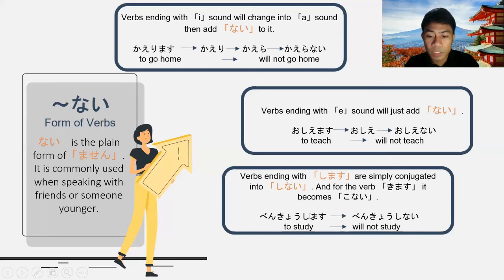Example, benkyou shimasu, to study. Just conjugate shimasu to shinai. Benkyou shinai, will not study. Remember that the verb kimasu is conjugated as konai. Kimasu is a special verb, so it is a rule that it is conjugated as konai.